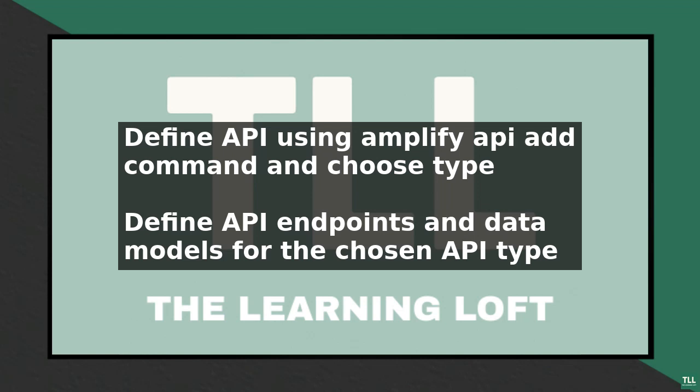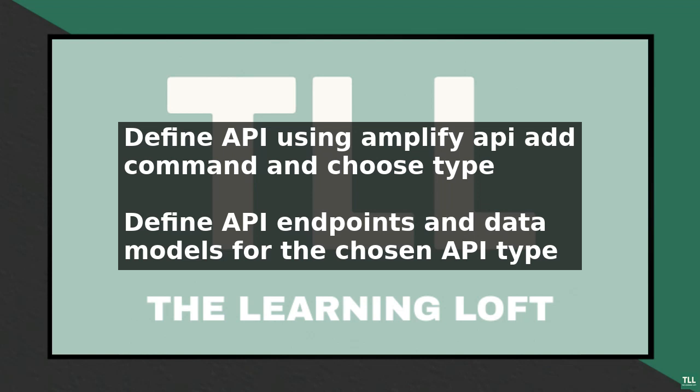Step 4. Deploy your API. After implementing your API, you can deploy it to AWS using the command amplify push. This command will create the necessary AWS resources such as the API gateway and the Lambda functions.